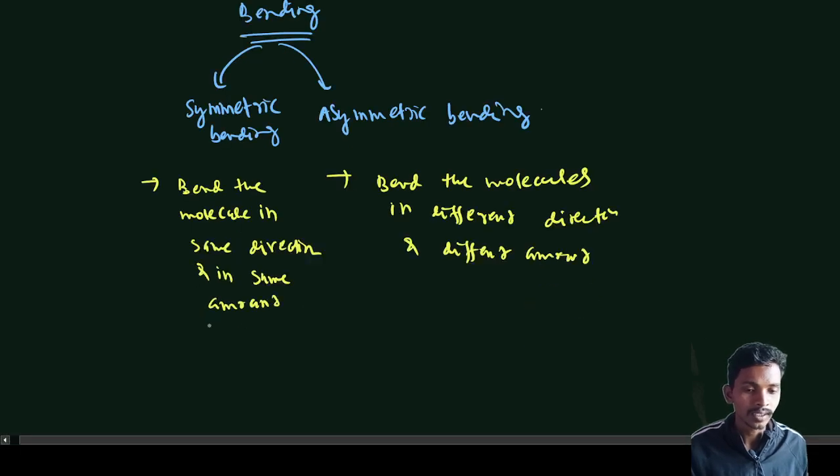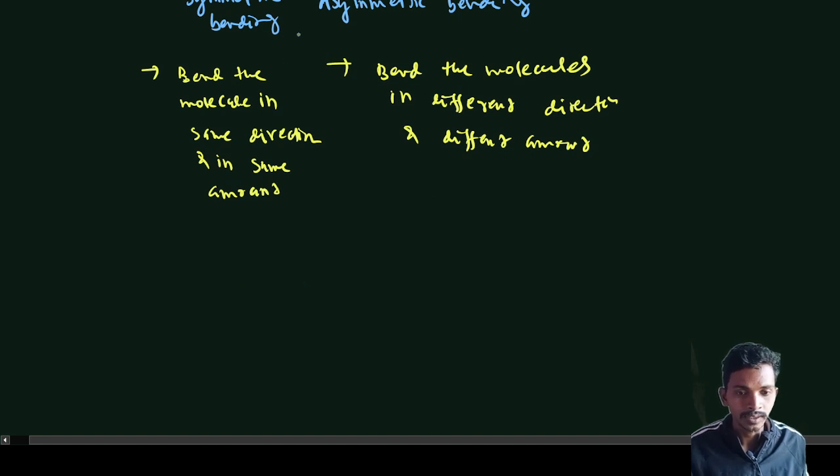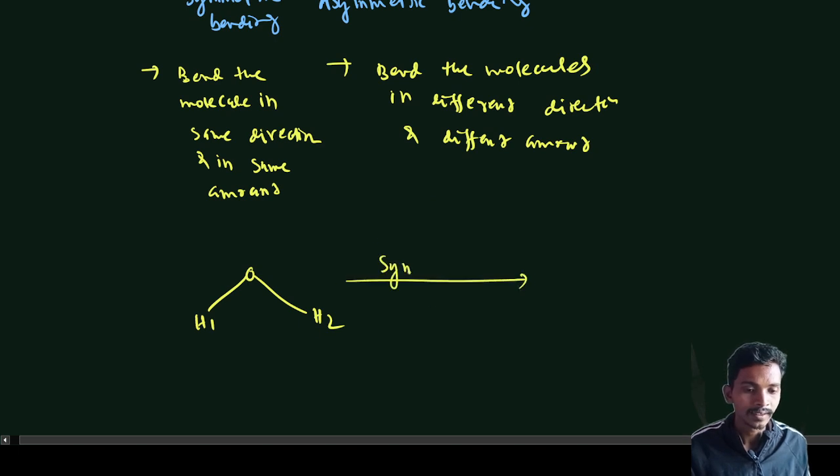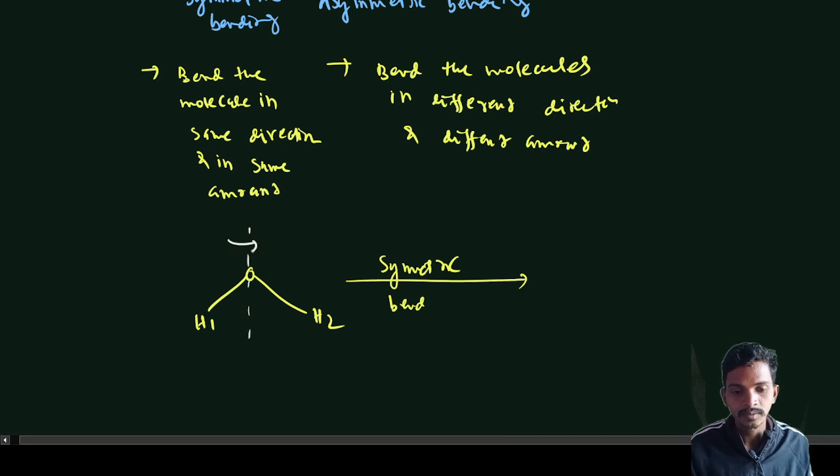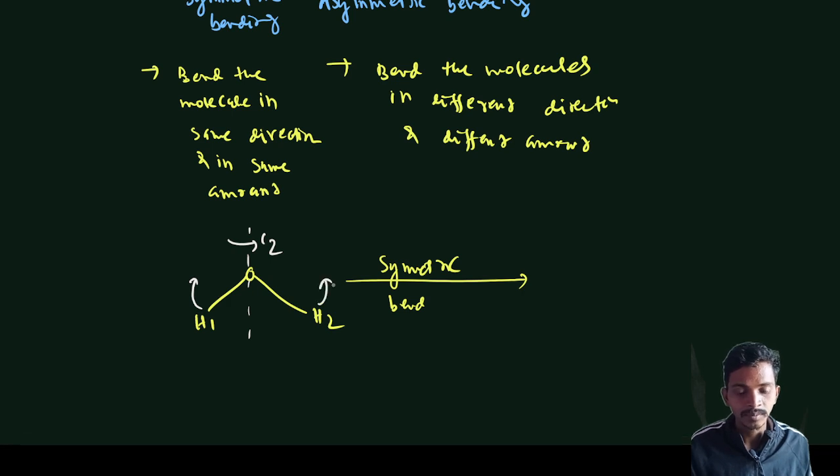If I take the example, let's take water again, with H1 and H2. If we do symmetric bending, I will bend these atoms. The principal axis is C2, and now I bend this one in this direction, and this one also in the same amount. So what I will get is this.